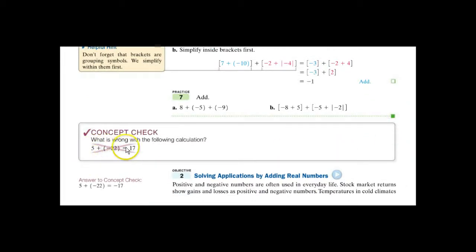Now, as you look at this one, why is this wrong? Notice the negative sign. They got the difference, all right, of 17, but they had to apply the negative sign.